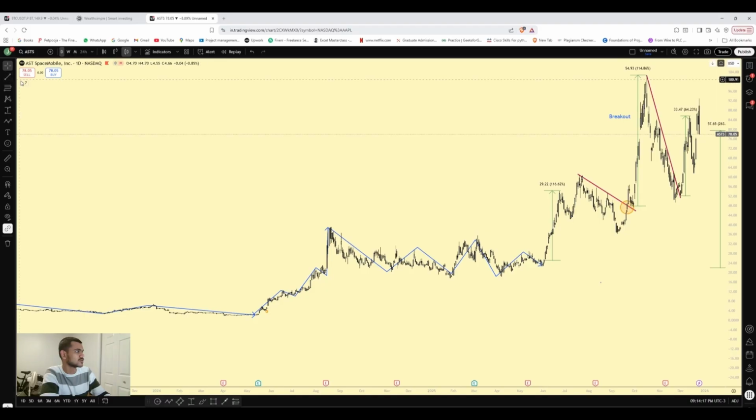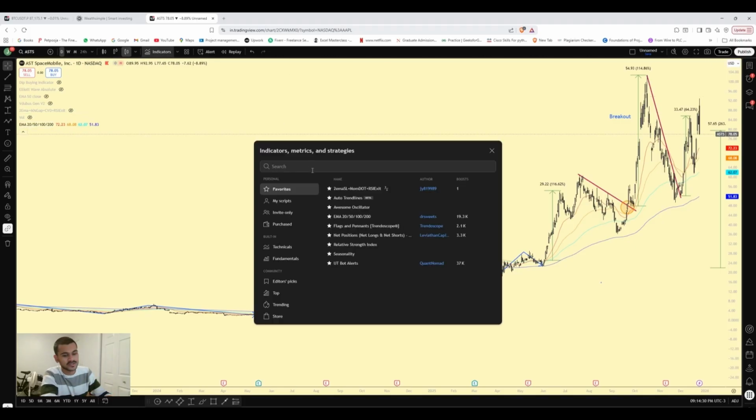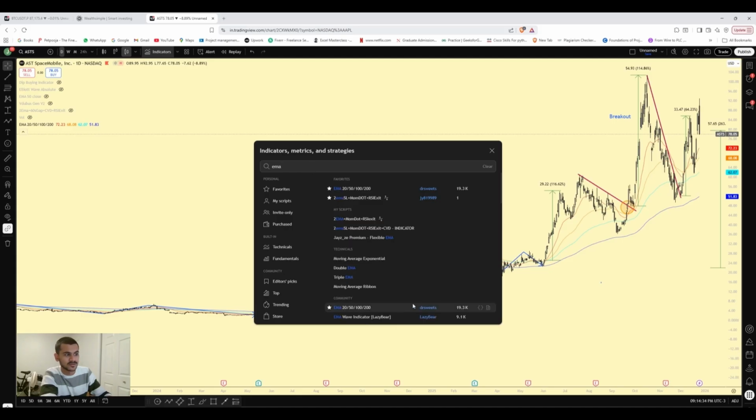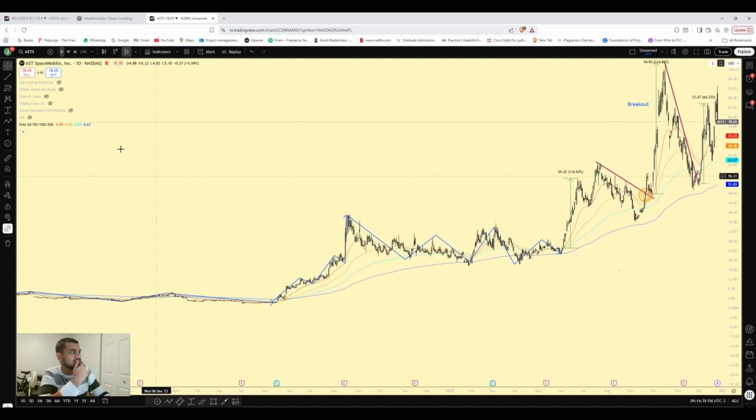Okay. So for that, we need this indicator called EMA, which is exponential moving average. You ignore the exponential, just remember moving average. To get this indicator, you search it here, EMA. And then you will get it in the first one in community. That's the one that I use. Now this indicator involves four of the moving averages, which is 20, 50, 100, 200 as you see here.